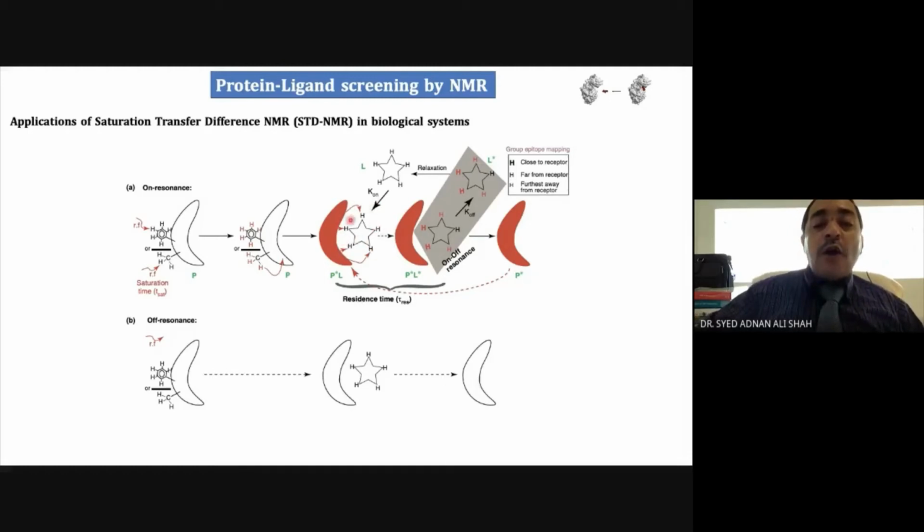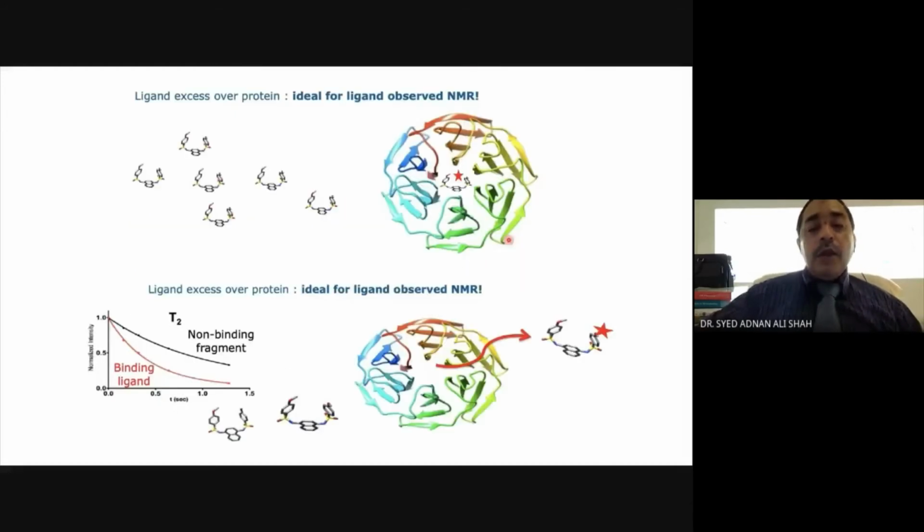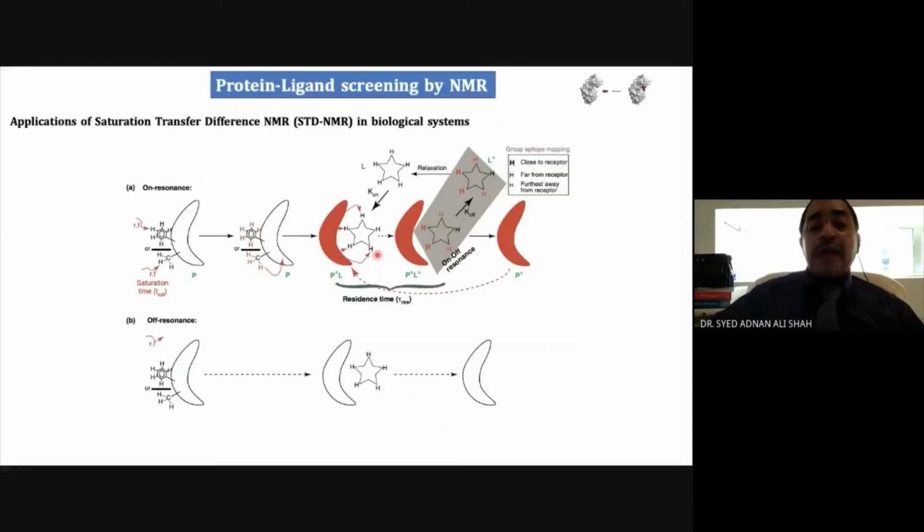So on the basis of this resonance of the ligand, one can identify whether the ligand binds with the protein or not. In this, we need an excess of the ligand and a low amount of the protein. Wherever the ligand binds with the receptor, the receptor saturation is transferred to the ligand, and as a result of the transfer, the signal of this ligand will arise in the NMR. The experiment used for this ligand-receptor binding is saturation transfer difference NMR spectroscopy.